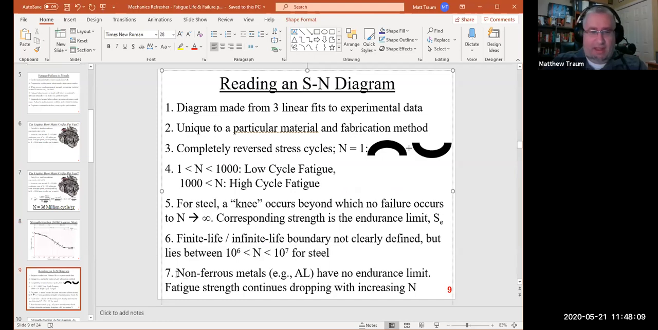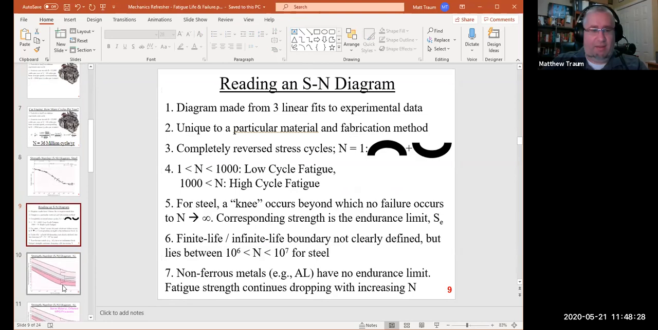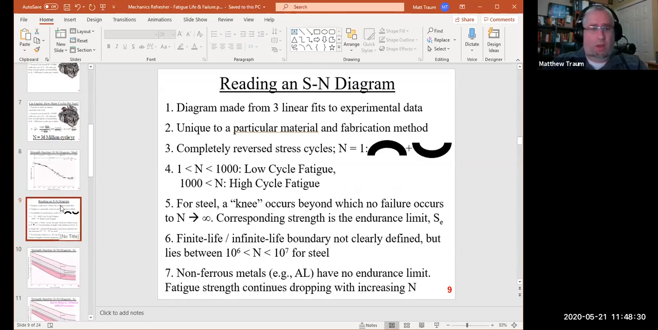And then the final thing is that non-ferrous metals, especially aluminum, we're engineers and we love aluminum because it's light and cheap. Aluminum and other similar non-ferrous metals have no endurance limit, meaning that their fatigue strength continues to drop with increasing N. And I'll show you guys a plot of that here in a second. But while we're talking about how to read the SN diagram, let me pause and ask, does anyone have any questions about these 7 points and how to read the diagram?